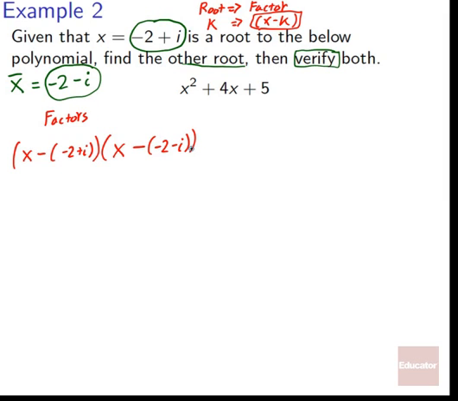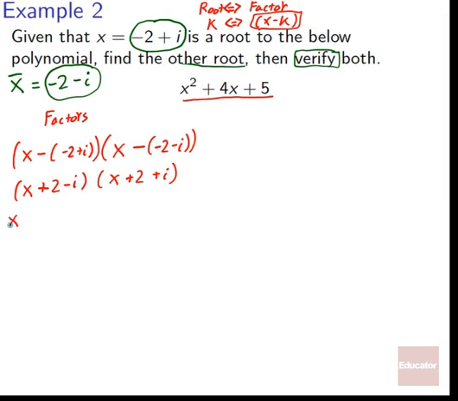So if we can multiply these two factors together and we can get x squared plus 4x plus 5, then we'll have verified that those must be the roots because they're the factors and there's this deep connection between roots and factors, right? You can go either way. So let's work this out. Simplify the insides first. x minus times negative will become plus 2 minus i times x minus on minus will become plus 2 plus i. We will start working this out.